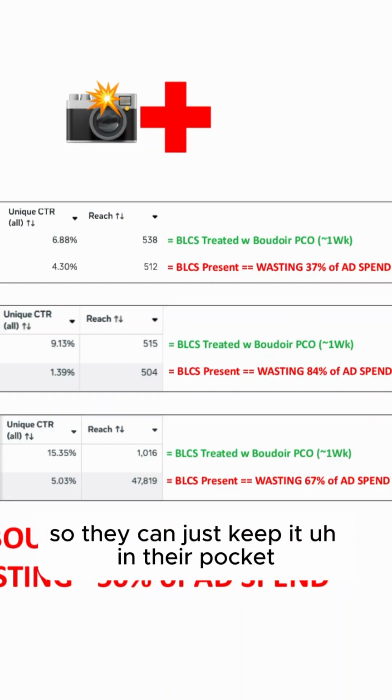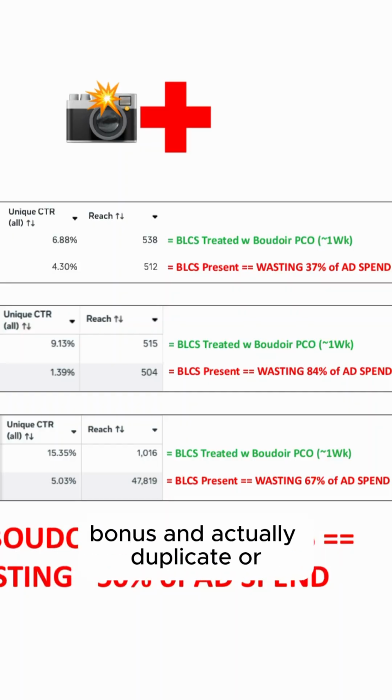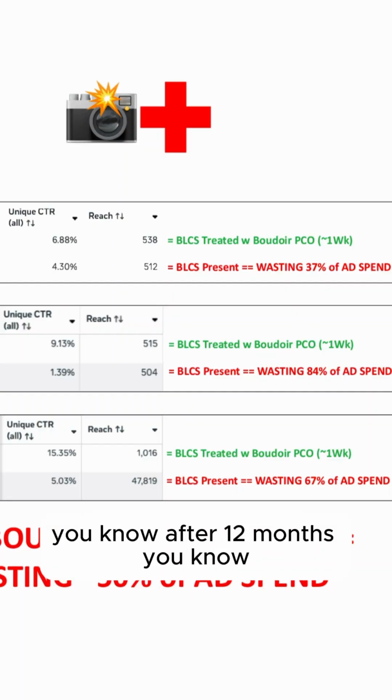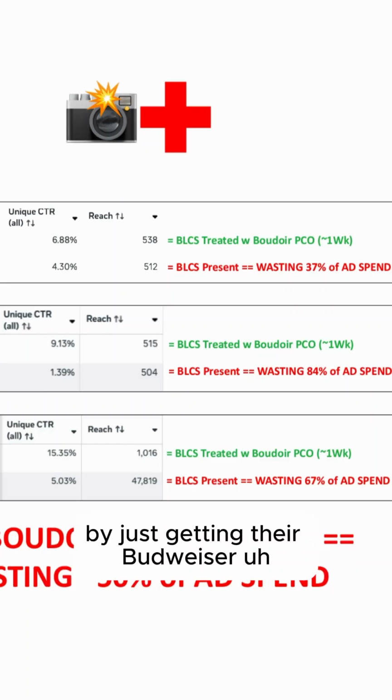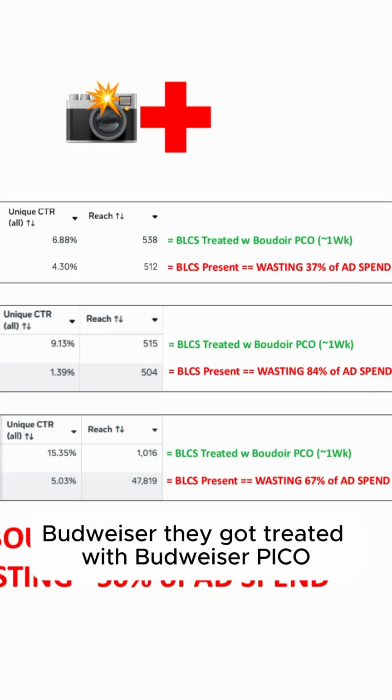So they can just keep it in their pocket as kind of a phantom bonus. After 12 months, it's kind of a 100K phantom bonus by just getting their Boudoir Facebook ad treated with Boudoir Pico.